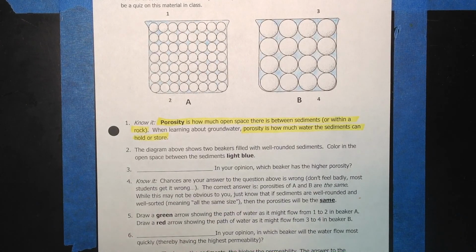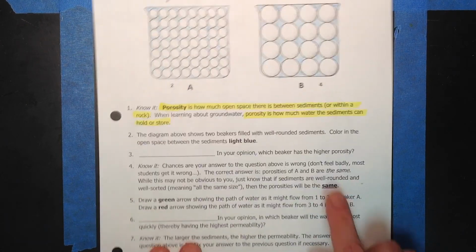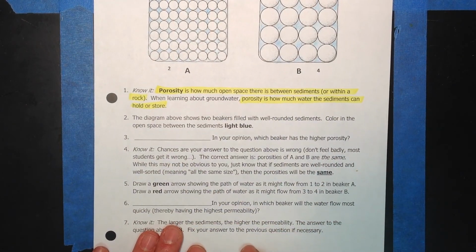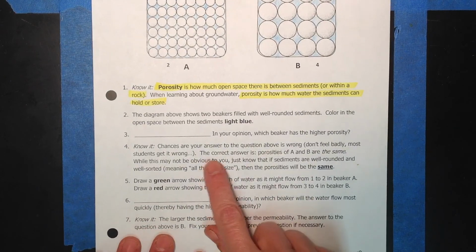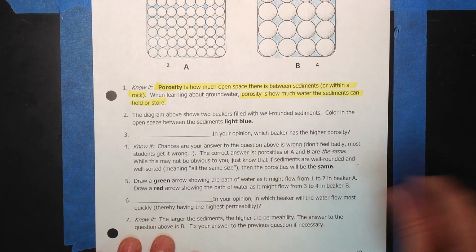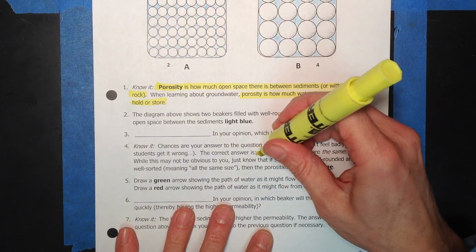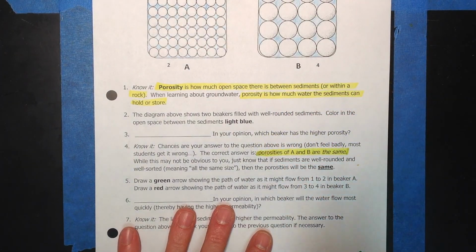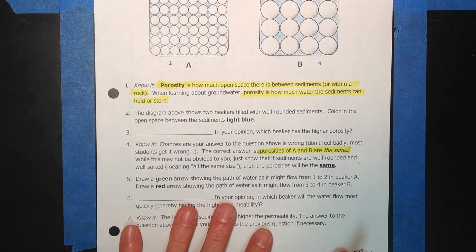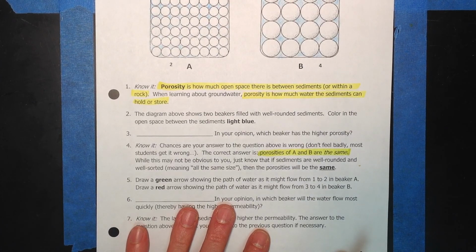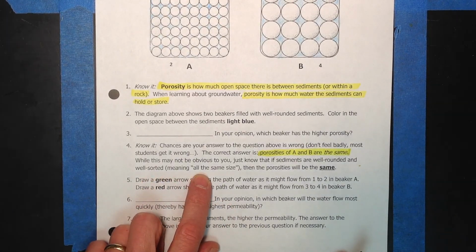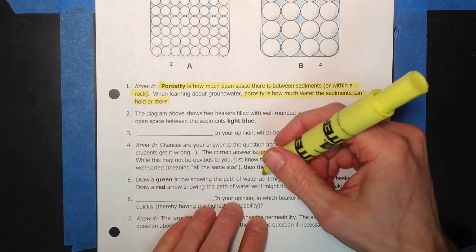4. Know It. Chances are your answer to the question above is wrong. Don't feel badly. Most students get it wrong. And the reason is, the correct answer is, the porosities of A and B are the same. They're the same. While this may not be obvious to you, just know that if sediments are well-rounded and well-sorted, meaning all the same size, then porosities will be the same.